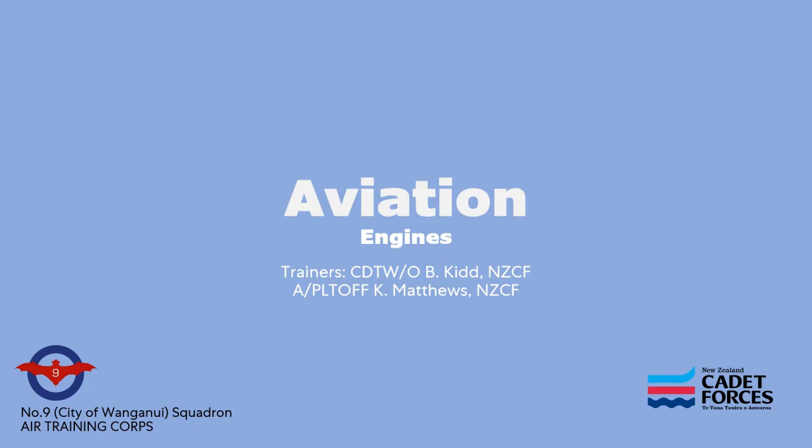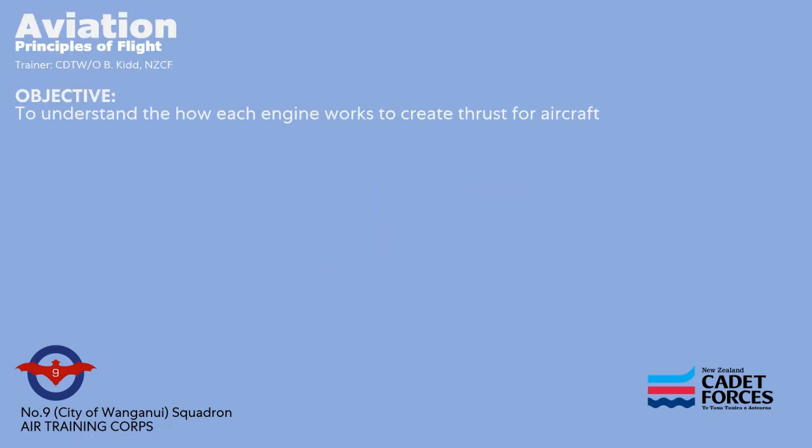We will be learning about different aircraft engines, and in today's lesson we will be covering combustion engines for propeller-driven aircraft such as the Cessna 152 and the 172, radial engines for propeller-driven aircraft such as the Boeing Super Fortress and the Corsair, and jet engines for turbojet aircraft such as the Boeing 737 and Airbus A330. The objective of this lesson is to understand how each engine works to create thrust for aircraft.